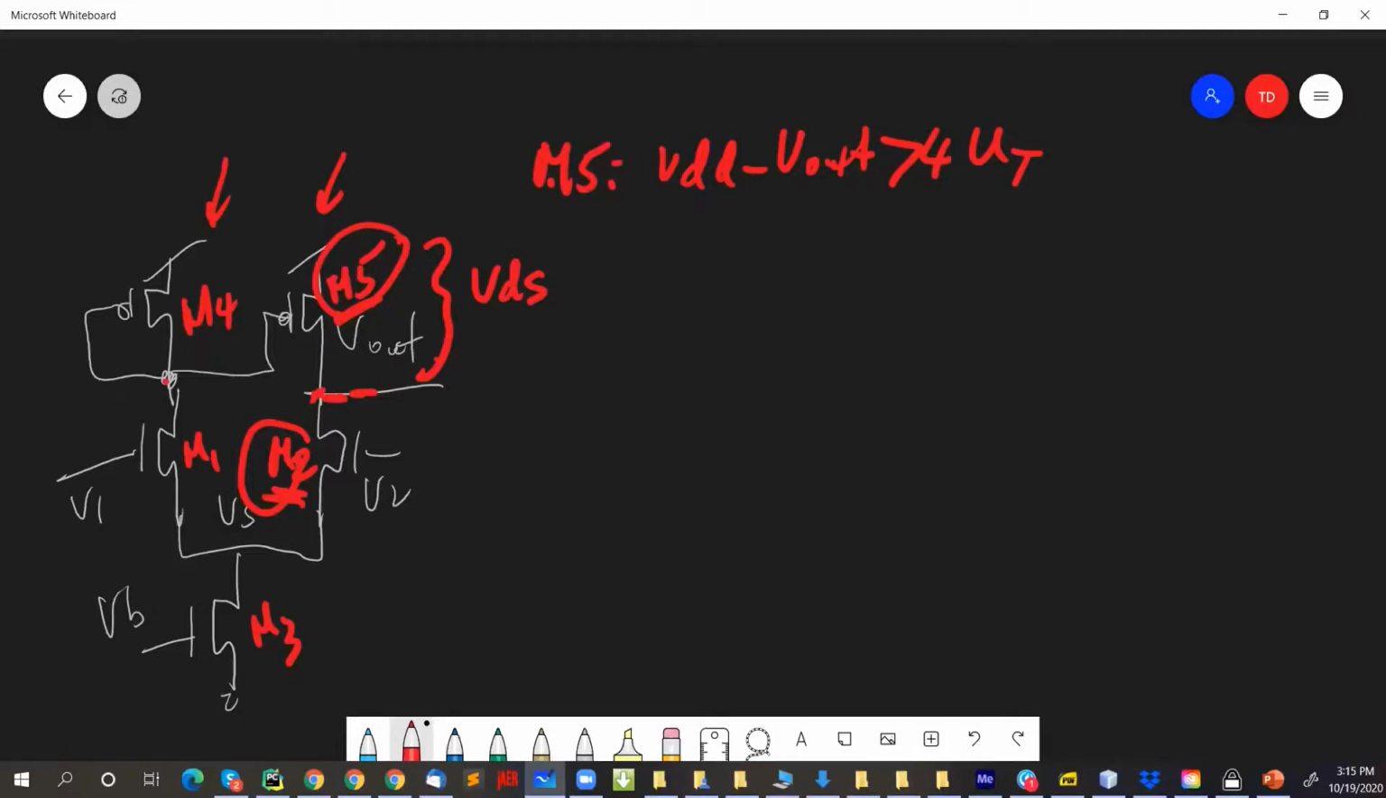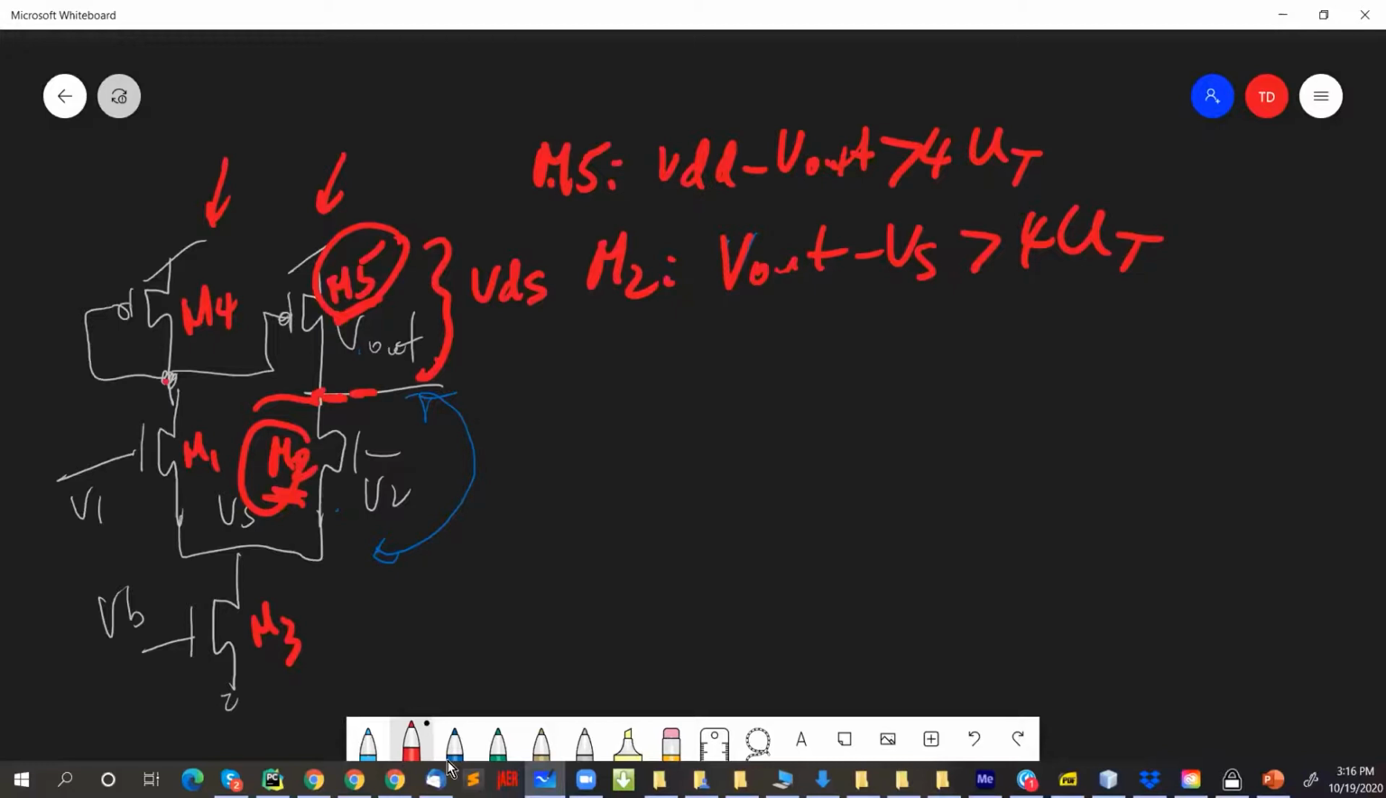And then if you want to keep M2 in saturation, it's the same thing. Again, you look at the VDS here. It's going to be ugly again. And remember, this is an NFET. M2 is an NFET, M5 is a PFET, right? So that means V out minus VS has to be greater than 4 UT.